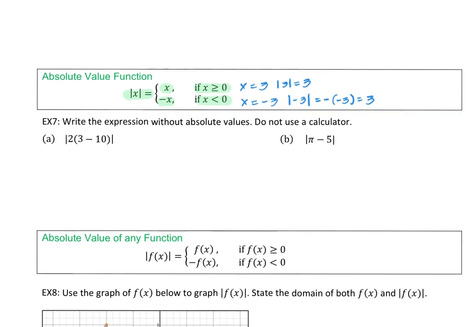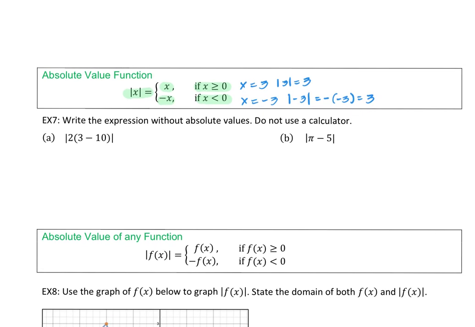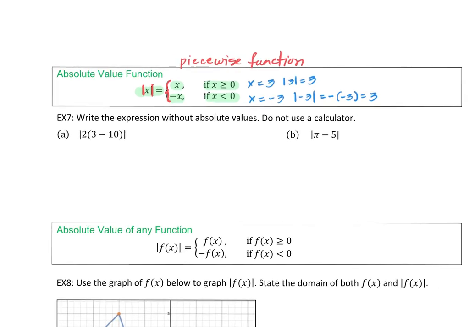Oh, but I did want to point out one thing. Notice that this absolute value function is defined in 2 pieces. Whenever you have a function and it's defined in pieces, we actually call this a piecewise function. And the reason why I'm bringing this up is because in 2.5, we're actually going to be looking at piecewise functions. So it's good for you to see this now, that a piecewise function is a function that's defined in pieces. Let's move on to example 7.